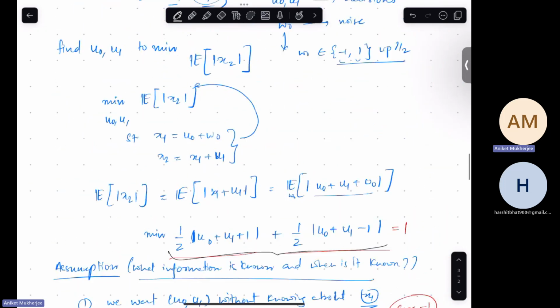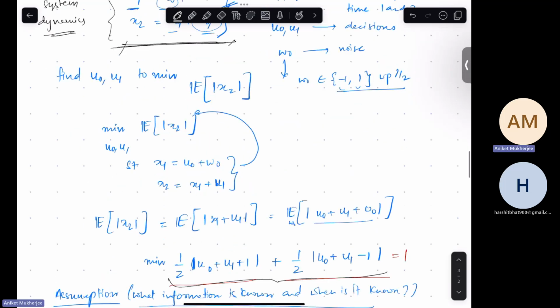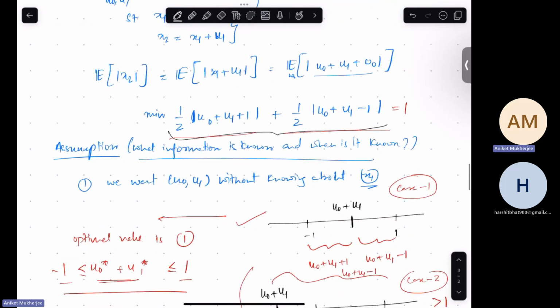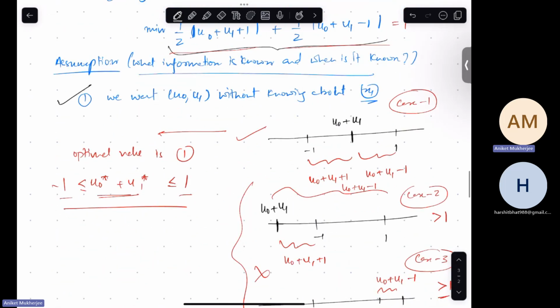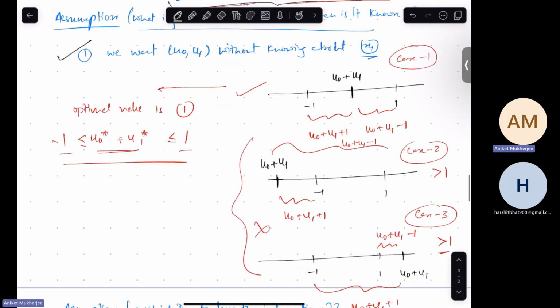So you see the same problem: you have these dynamics, these are your system dynamics, and you are minimizing the expectation of mod x2 and you want to find these control variables u0, u1. You have two different assumptions. The first is where you give the vector u0, u1 without knowing anything about x1 in the middle, or you decide u0, u1 in a sequence where you know what x1 is. In this second assumption, we are able to perform better and we get good optimal solutions. These two are directly different.